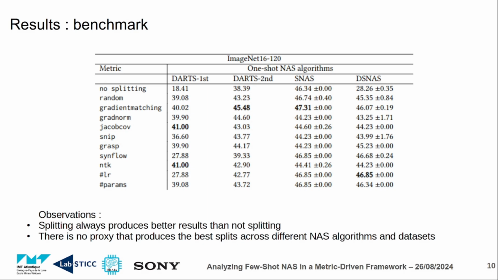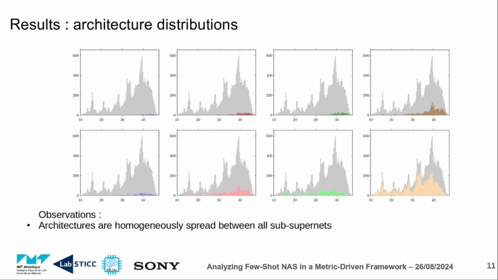However, no one proxy produces the best split consistently across all algorithms and datasets. This seems to indicate that the benefits of the method rely more on the splitting itself than the metric used to split. Further, by leveraging the tabulated NAS-Bench-201 space, we display the distribution of architecture accuracies inside each split. Our visualization represents a search space split into 8 parts.